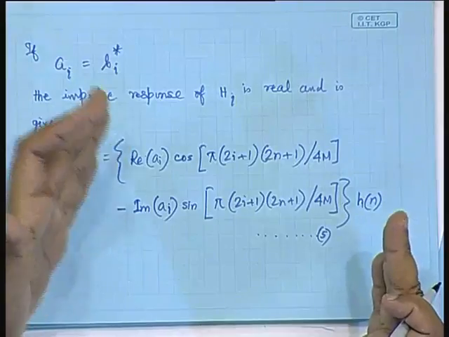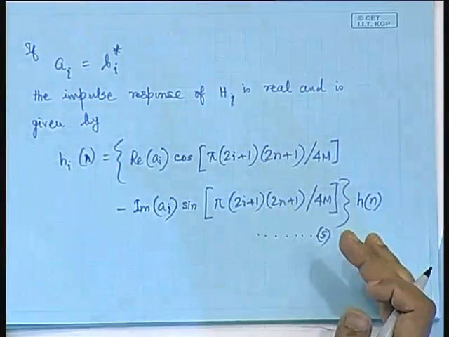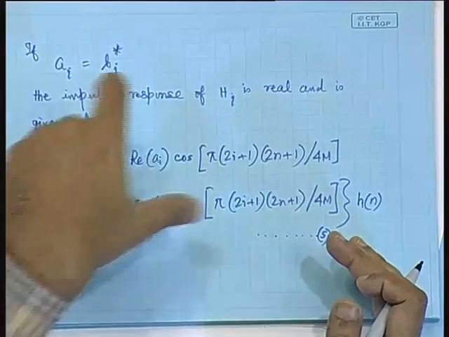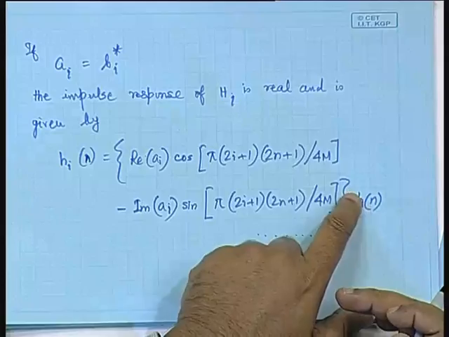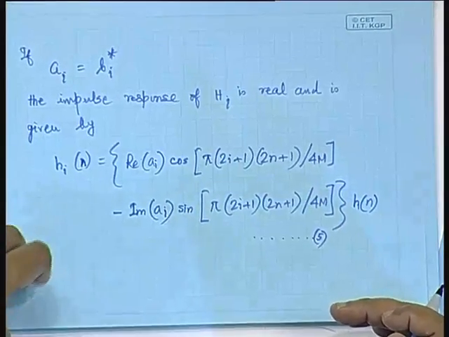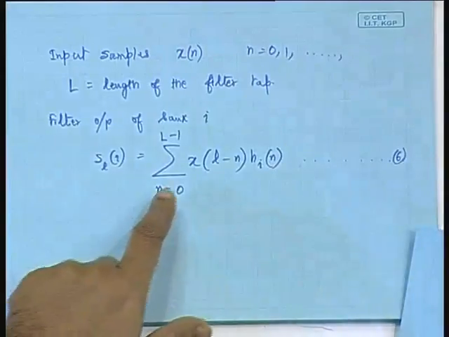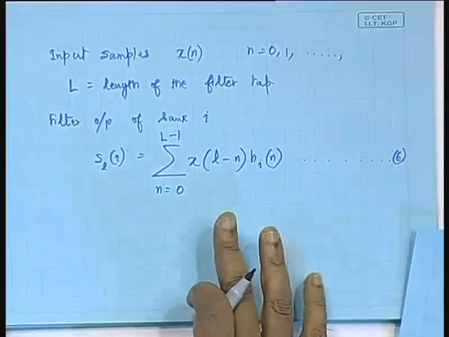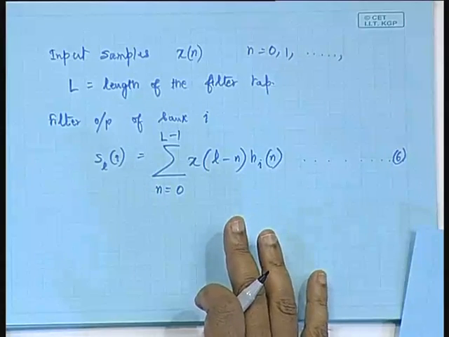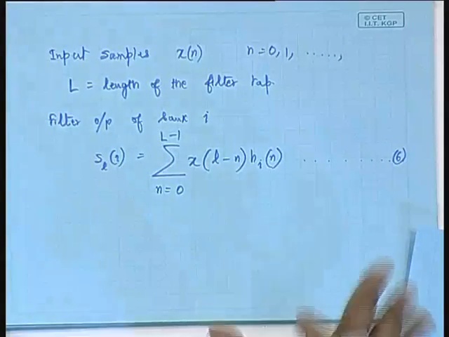Now, if in equation number 6 you substitute equation number 5, then what do you get? Instead of h_i(n), you write this expression. This expression has got two parts. One is the cosine and the sine part, and this is getting multiplied by h(n). So x(L minus n) gets multiplied by the cosine terms, the sine terms, and then you are also getting an overall multiplication by h(n). That overall multiplication by h(n) remains.